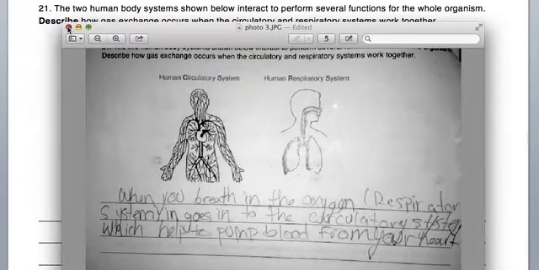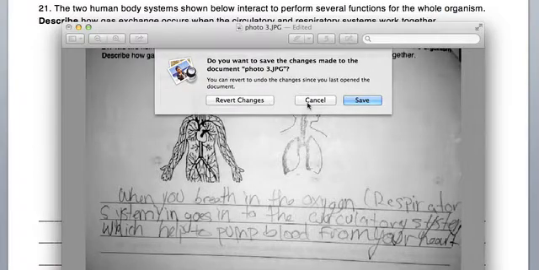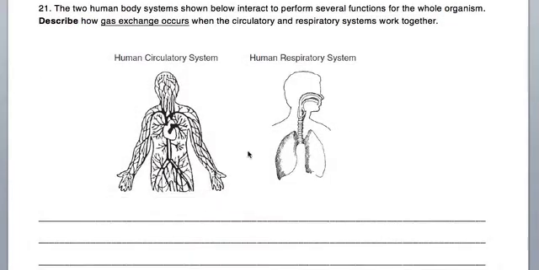Basically, I chose this one because it showed what most of you did. You told me that the circulatory system pumps blood through the body, and the human respiratory system takes in oxygen and exhales carbon dioxide. Did that tell me how gas exchange occurs when the circulatory and respiratory systems work together? No, it did not. Now here's another example that works together. So the human respiratory system takes in oxygen.